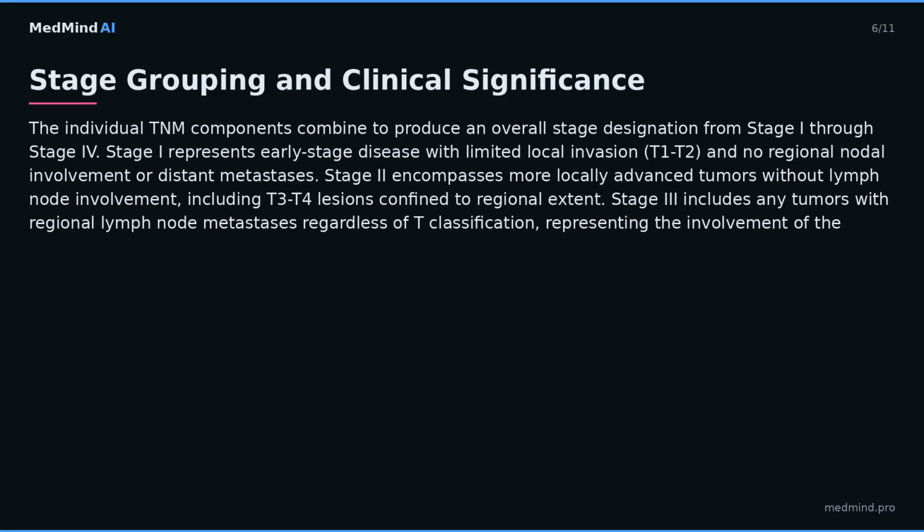This staging framework allows oncologists to group patients with similar disease characteristics and expected outcomes, facilitating treatment planning and prognostic counseling. Patients within identical stages generally experience similar survival trajectories, though individual variation exists based on other factors.